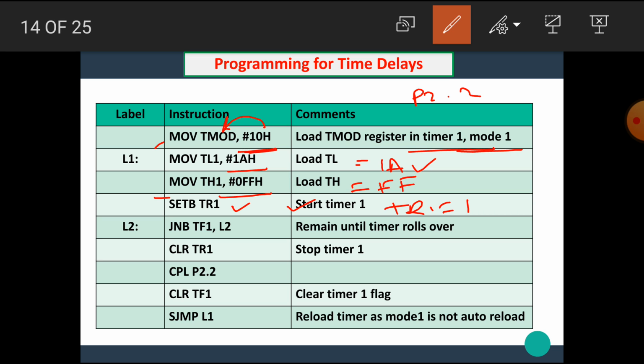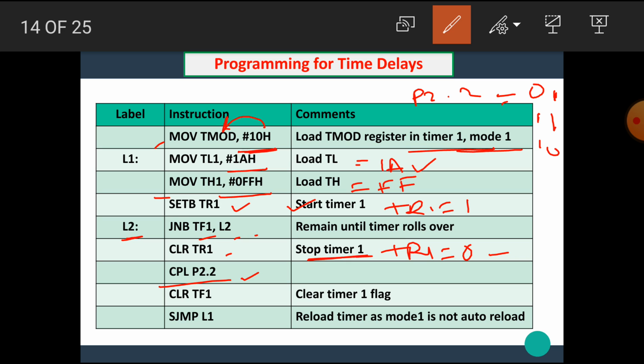The next is JNB TF1 to L2. That means jump if TF1 is not set to L2. Whenever the TF1 sets, then clear TR1. That means now TR1 is equal to 0. That means stop the timer. When the timer stops, then complement P2.2. That means whatever the P2.2 has the value, if it has the value 0, then make it 1, or if it has the value 1, then make it 0.